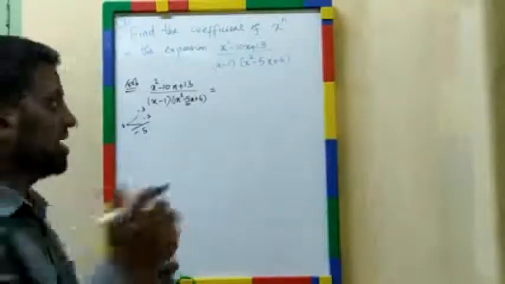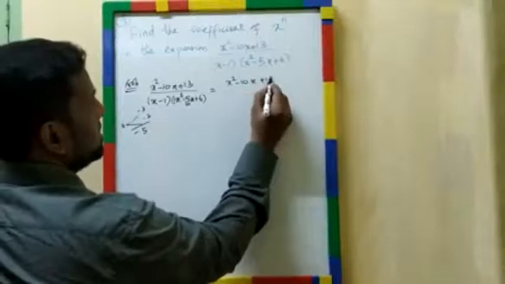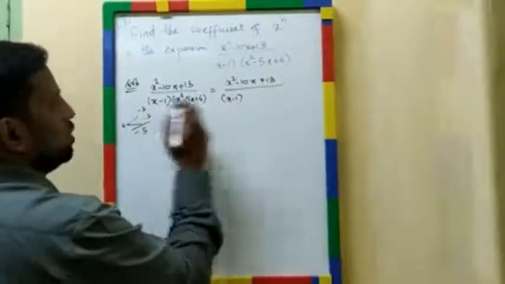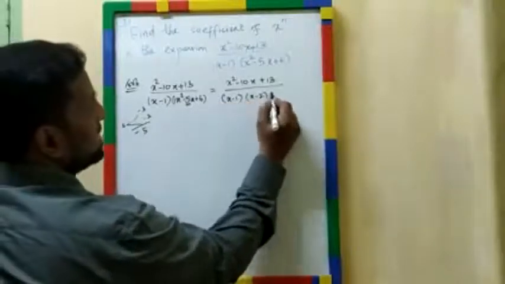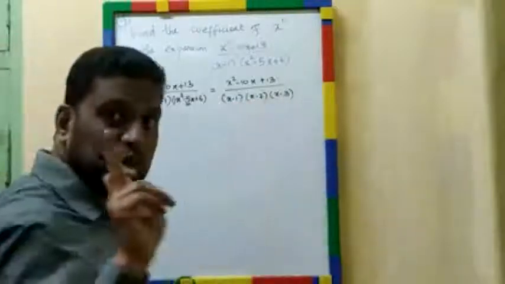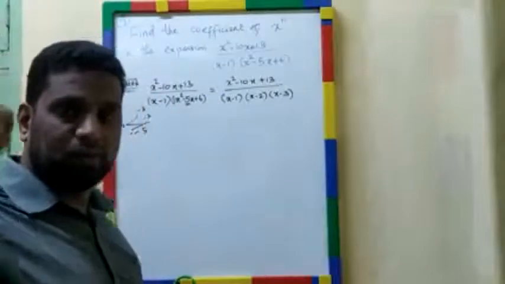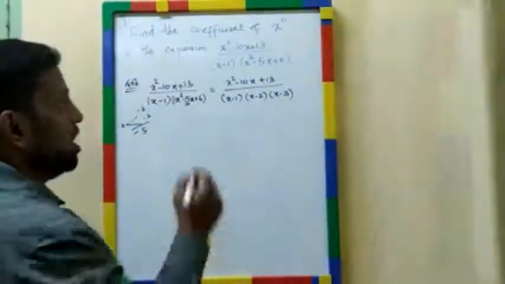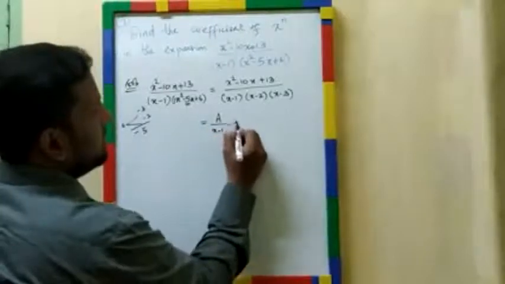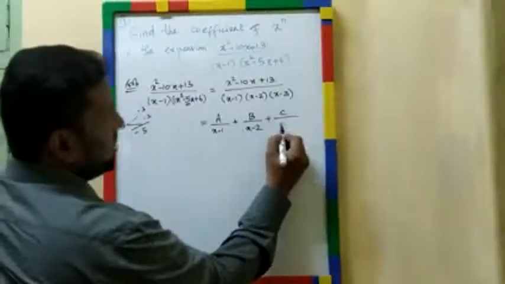Then all these factors become: x square minus 10x plus 13 whole divided by x minus 1, and the factorization gives x minus 2 and x minus 3. Therefore you can split all these factors into degree 1, so it is a type 1 problem in partial fractions. So you split it this way: a by x minus 1 plus b by x minus 2 plus c by x minus 3.